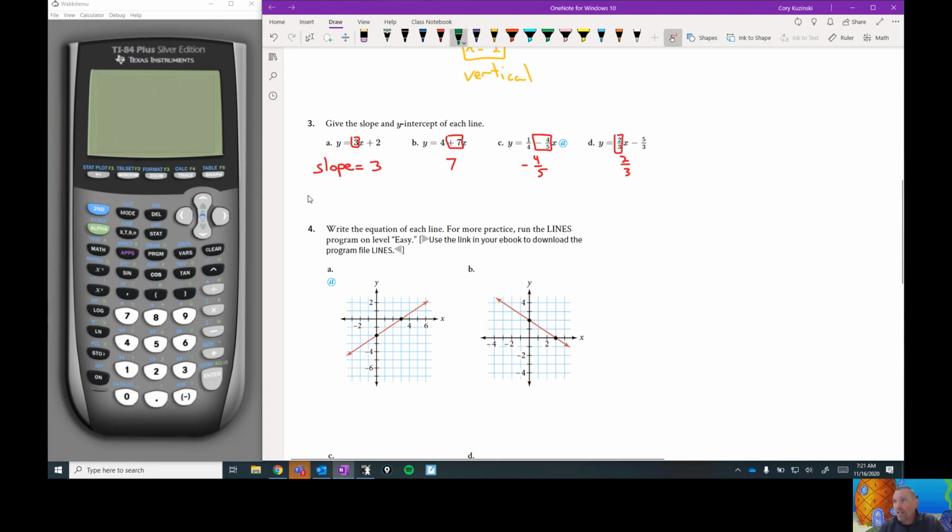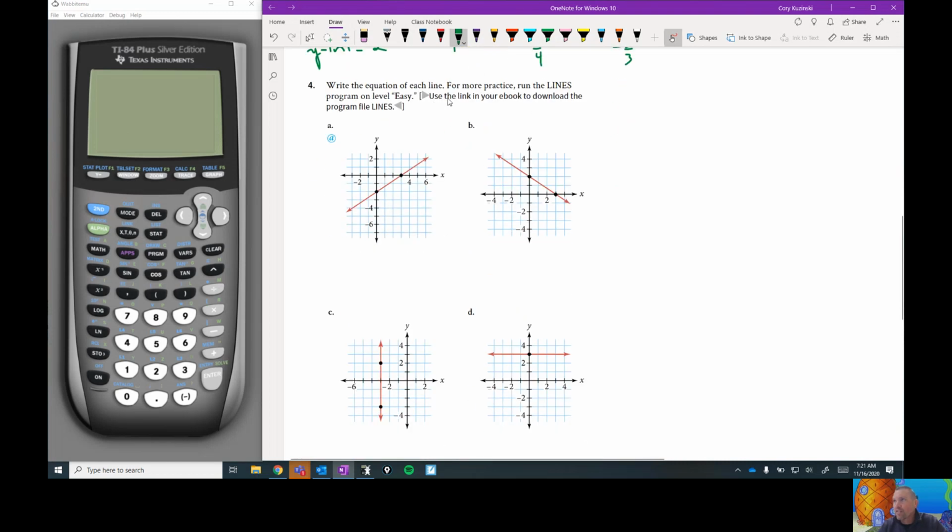Now, as far as the y-intercept, that's the thing being added or subtracted to the product of the coefficient of x and x. So in this case, it's 2. In this case, it's 4. Then we've got 1/4 and negative 5/3. Those are the y-intercepts.